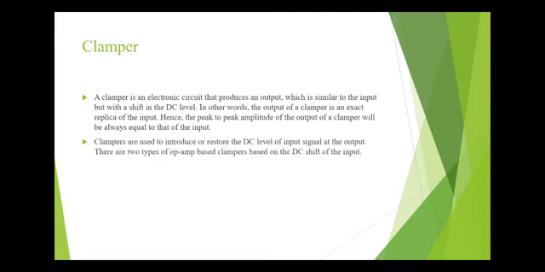Clampers are used to introduce or restore the DC level of input signal at the output. There are two types of clampers based on the DC shift of input. The two types of clampers are positive clamper and negative clamper, as like that of clipper.